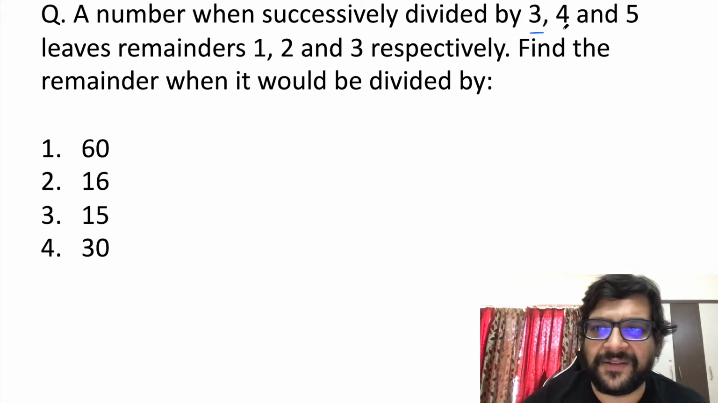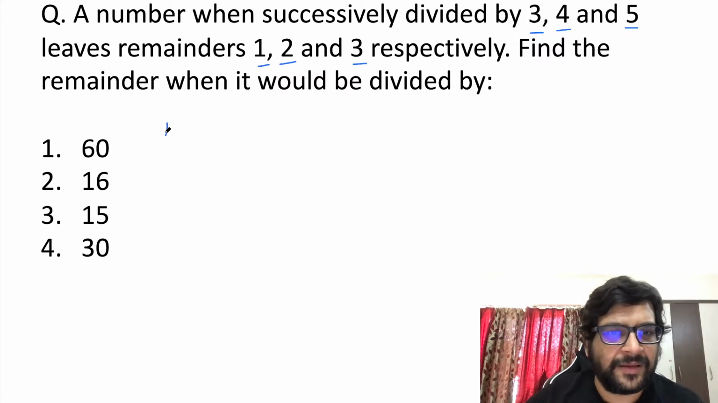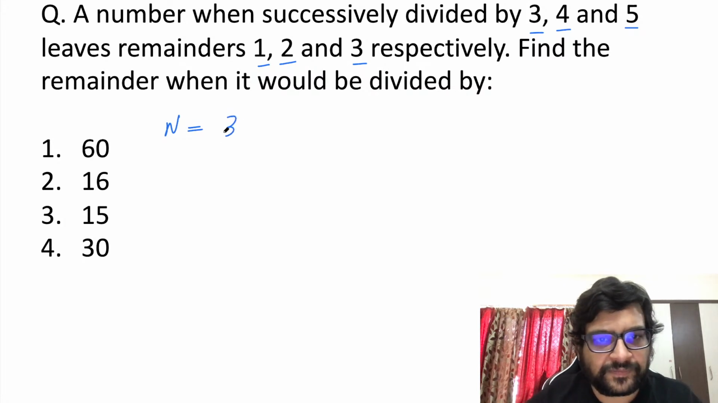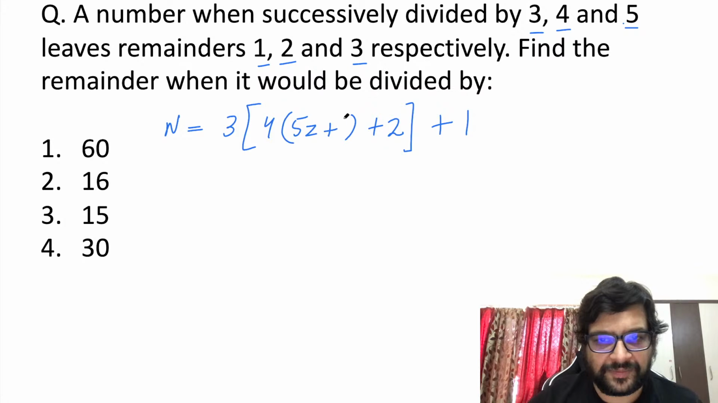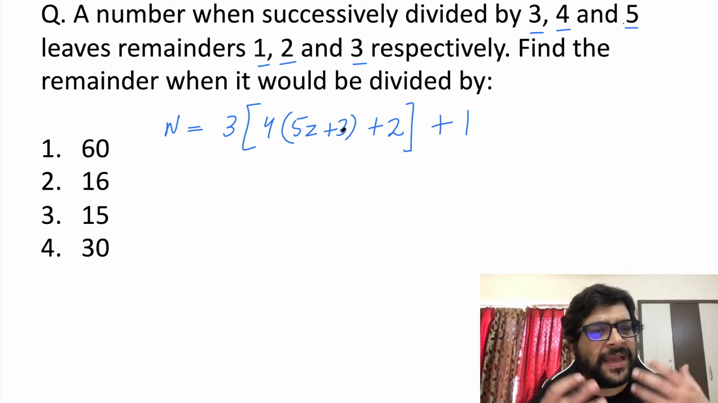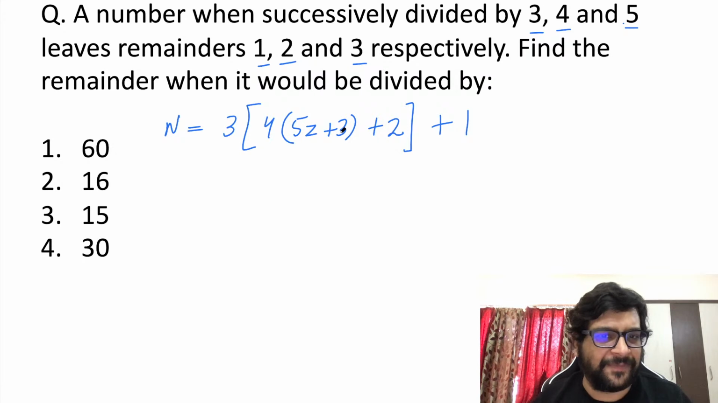N, when successively divided by 3, 4, and 5, leaves the remainders 1, 2, and 3. So N is of the format 3x plus 1. What is x? x is 4y plus 2. And what is y? y is 5z plus 3. This is the way you can directly write down the value of n.